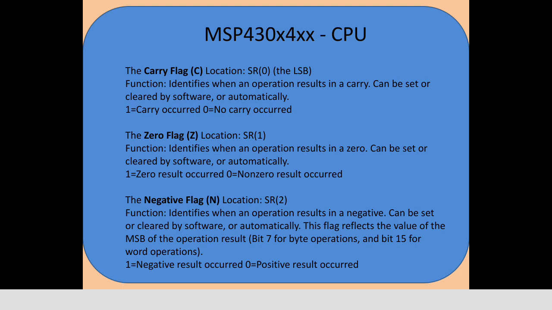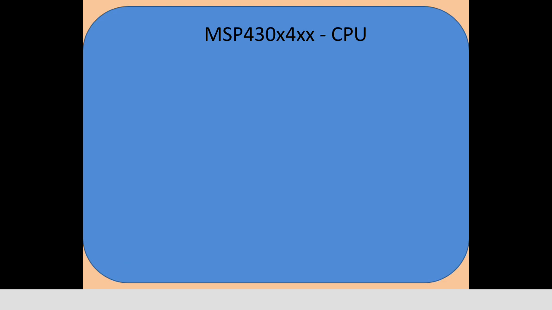Coming to the next flag, that is the negative flag, which always points to the sign of the number. That means we can use this for sign representation. If it is 1, it means negative. If it is 0, it means a positive number.